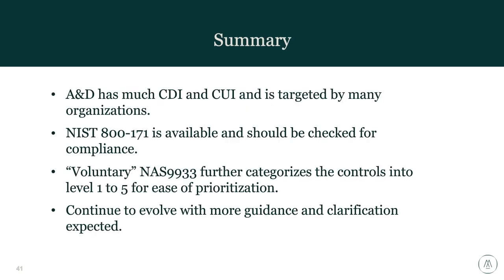Okay, in summary, A&D has a lot of CDI, covered defense information, and CUI, controlled unclassified information, that is targeted by a lot of organizations. 800-171 has been around for a few years. Look at it. You can download it. It's free. The voluntary NAS 9933 just came out in December of 2018. They further categorize them from 1 to 5. Hopefully that makes it easier for you to understand, well, I don't have the resources to do all of them. Which ones first? Look at the 4s and the 5s.